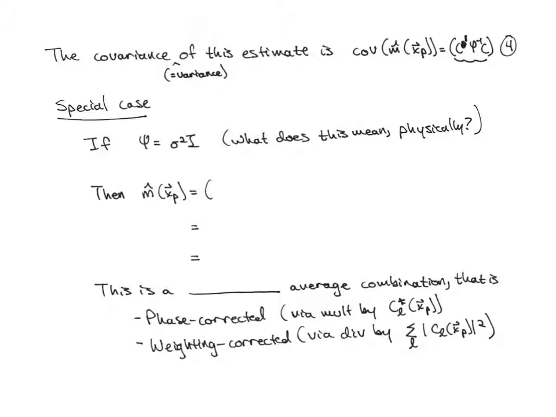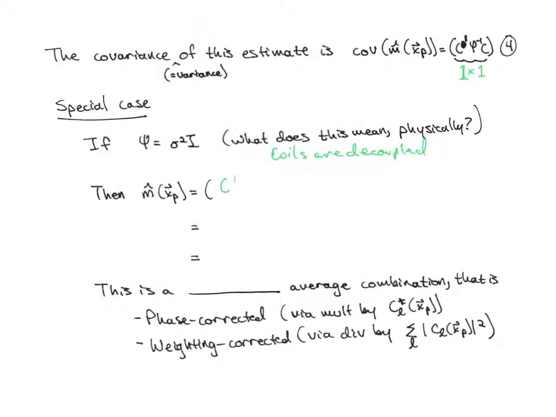The variance of this estimate is equal to C transpose psi inverse times C, which is a scalar, right? It's a single voxel, so it has to have a scalar variance. In the special case where the noise correlation matrix is an identity, which means that the noise is completely uncorrelated between the coils, which further means that they must be completely decoupled, then, in the ideal case where we get an identity matrix for the noise covariance, our estimate simplifies.